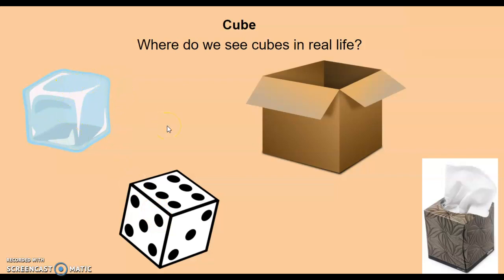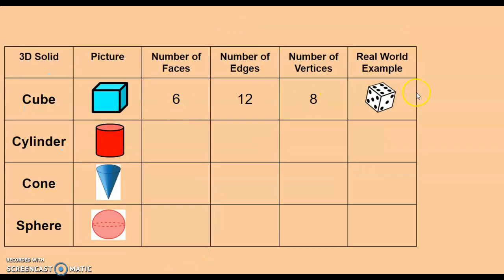So whenever you're looking around, I want you to try to see, can you find a cube at home or at school, or even when you're walking around outside? See if you can find a cube. And if you can, tell somebody about it. So let's complete our chart. So I added the dice. So a cube has 6 square faces, 12 edges, 8 vertices, and an example could be a dice.